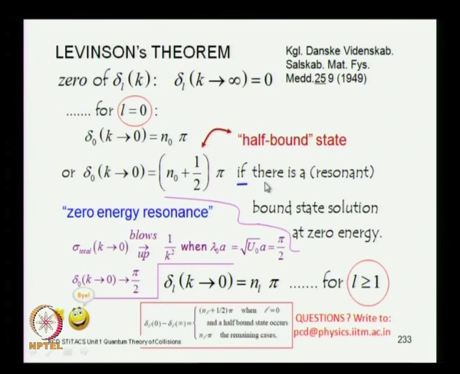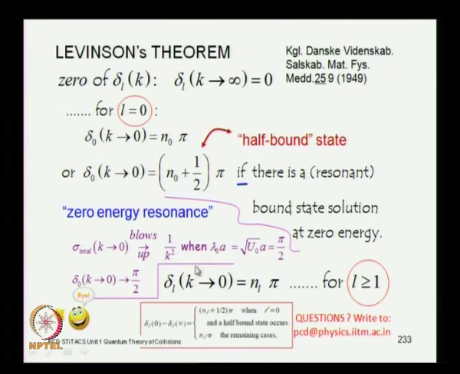So, this is the resonance, this is Levinson's theorem, and when you have a zero energy resonance, the cross section goes as 1 over k squared, as we have seen. This is a very powerful theorem. It is valid not just for L equal to 0, but for any value of L. The zero energy phase shift is always equal to n pi.